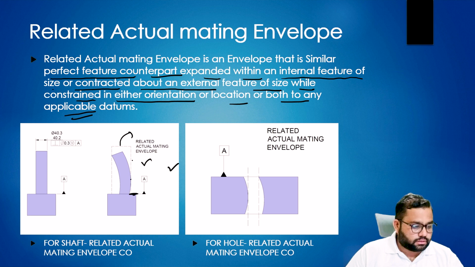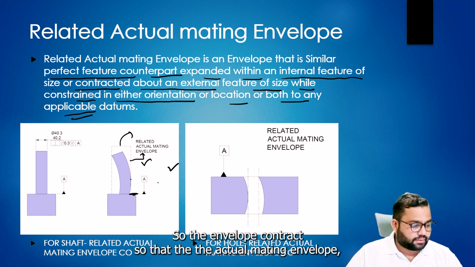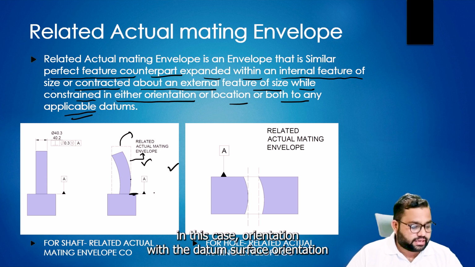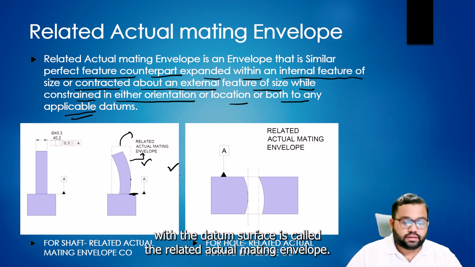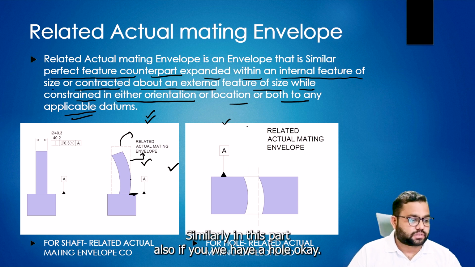The envelope contracts so that the actual mating envelope, which is taking the reference of the datum surface, in this case orientation with the datum surface, is called the related actual mating envelope. This is for both conditions: this is for the shaft or the pin, and this is for the hole. Similarly, in this part also we have a hole.